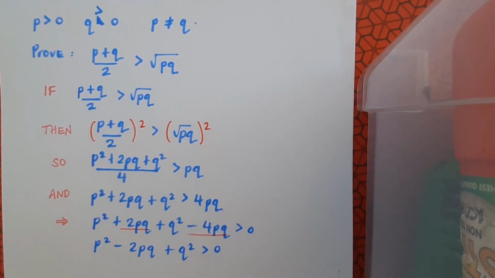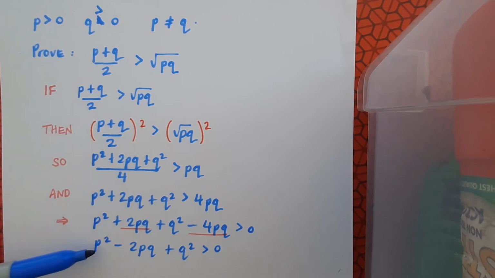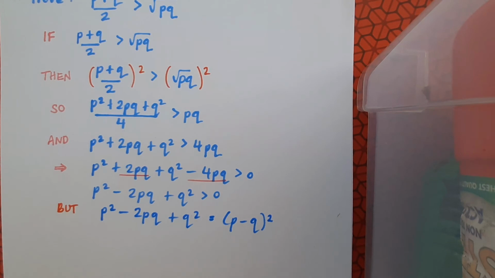I'm just working on the basis that this is true if this statement up here was true. So I don't know if it's true, but if I can prove that it's true, then I can work my way back up the chain and state that the initial statement was true. So I'm going to have a look at this and notice that p² − 2pq + q² is actually a perfect square. So I can say that p² − 2pq + q² is actually equal to (p − q)².